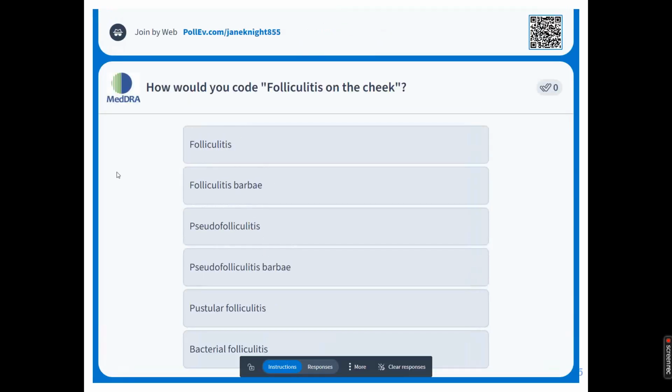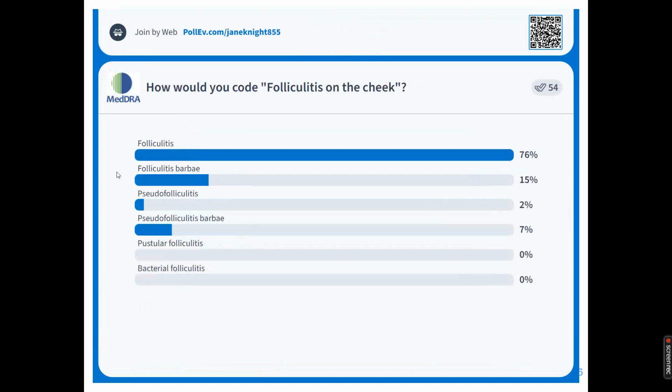So how would you code it? I haven't given you the poll yet. I've given you all the options. How would you code our report of folliculitis on the cheek? Is it folliculitis, folliculitis barbae, which is our shaving problem, pseudofolliculitis, pseudofolliculitis barbae, pustular folliculitis, or bacterial folliculitis? What can we make of our report? See where your thoughts lie.